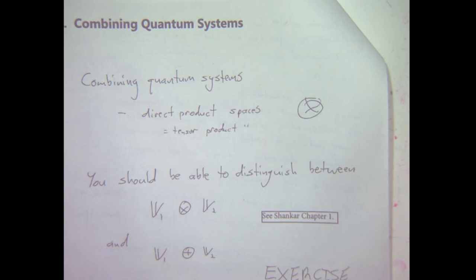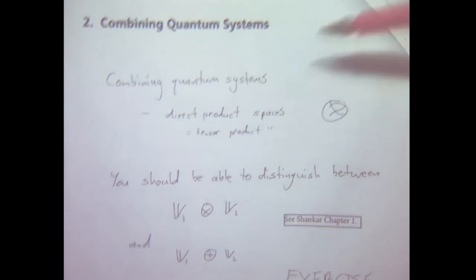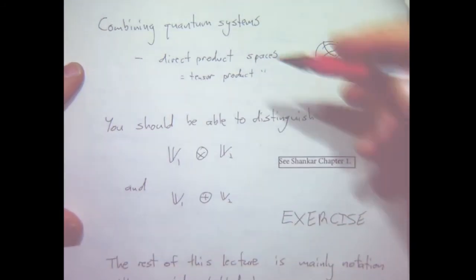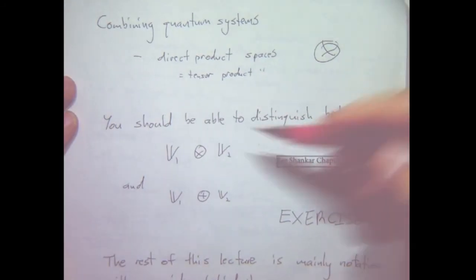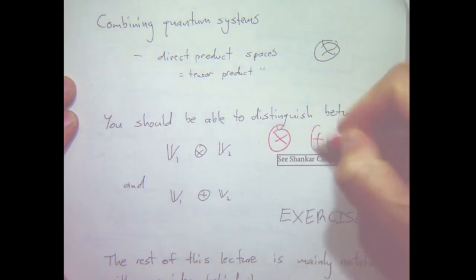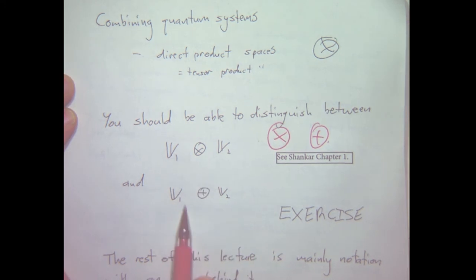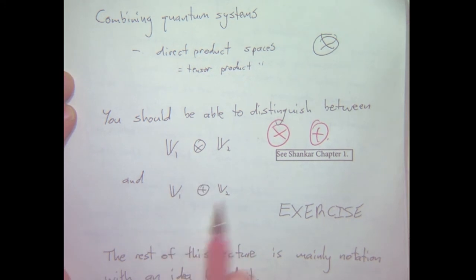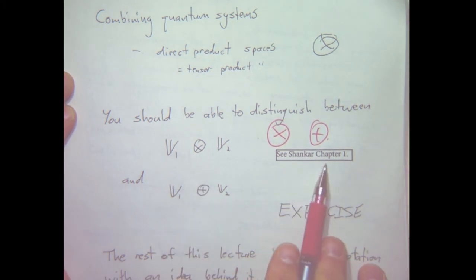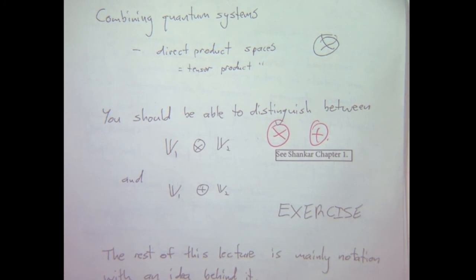So it's just combining quantum systems. We'll just start this off today. One thing you need to get clear in your mind is the difference between the direct product and the direct sum. If I have a direct product of two vector spaces, what does that mean? And if I have the direct sum of two vector spaces? Just check that out in Shankar Chapter 1 at your earliest convenience before next Monday.